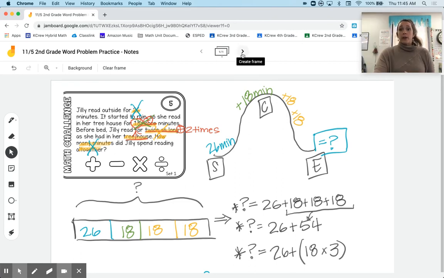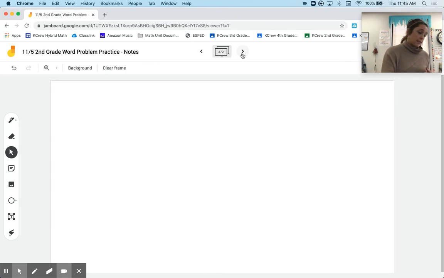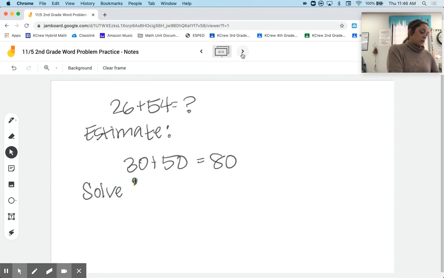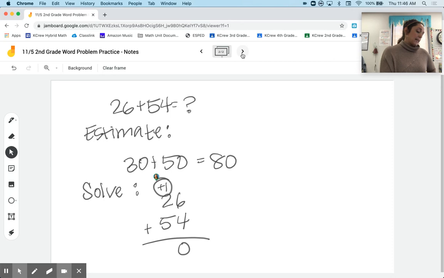So now we are going to solve it. To solve that, we have 26 plus 54 equals question mark. And then we need to estimate, which would be 30 plus 50, which equals 80. And then we need to solve it. So I'm going to use my algorithm, 26 plus 54. 6 plus 4 is 10, so I'm going to put my 1 in the tens place. And 1 plus 2 is 3, plus 5 is 8, so 80.